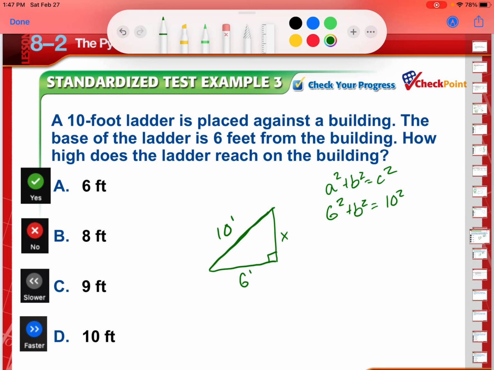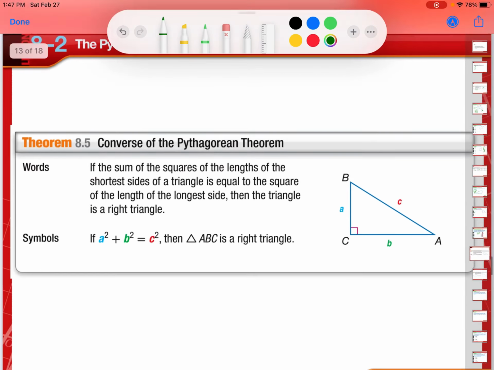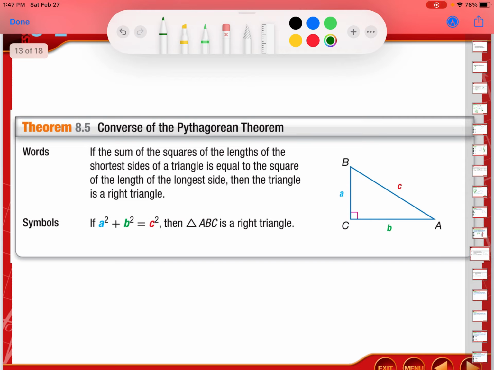10 squared is 100. 100 minus 36 would be 64. So b squared equals 64. Square root both sides. b equals 8. Lovely. Continuing on. Now we get to the converse.